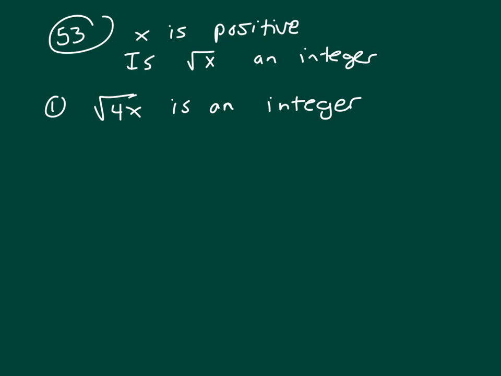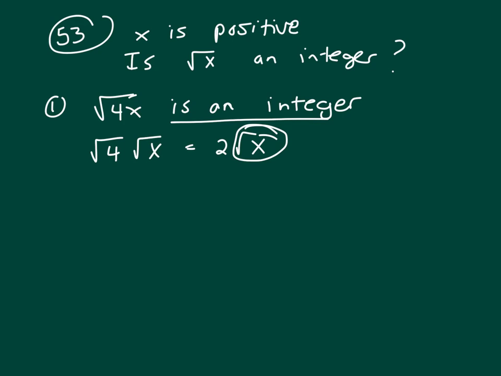We are trying to figure out if the square root of x is an integer. So clue 1 says the square root of 4x is an integer. Well, that works because this means the square root of 4 times the square root of x. So that's 2 times the square root of x. And they're telling me it's an integer, so that means this thing has to be an integer.